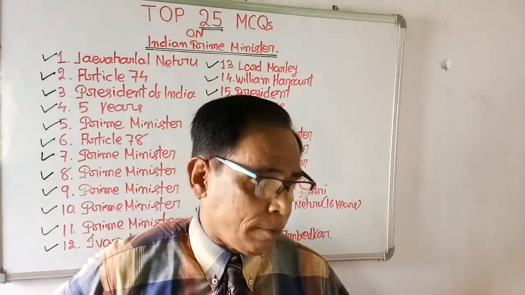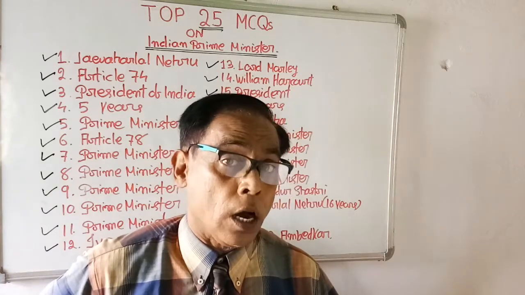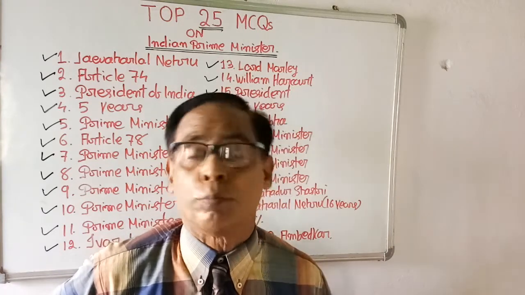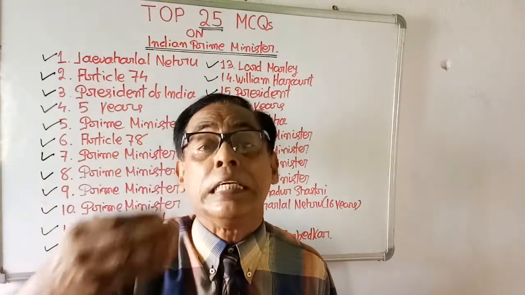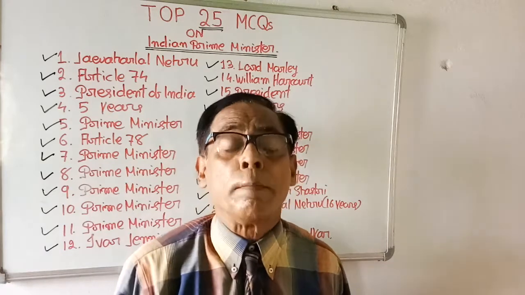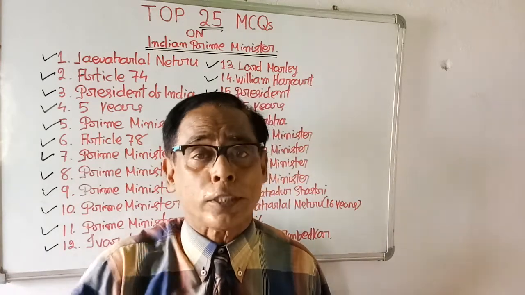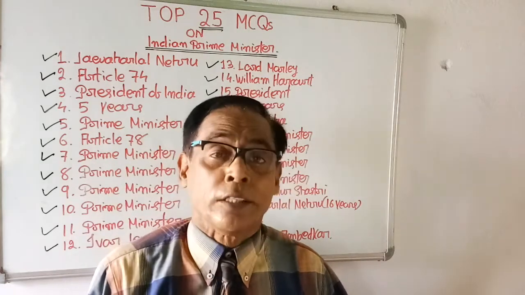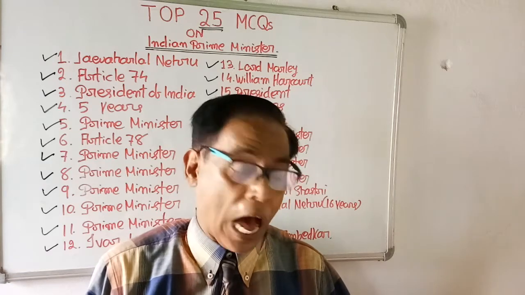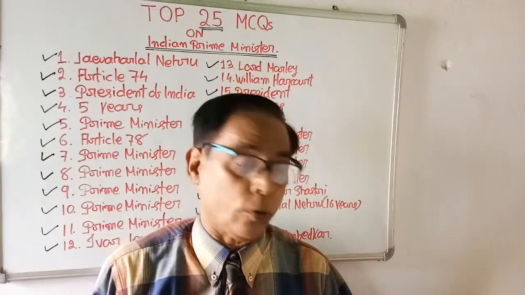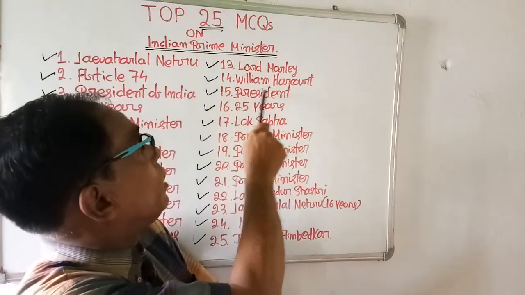Prime Minister is described as interstellar lunar minors or a moon among lesser stars by whom? Who has described the Prime Minister as the interstellar lunar minors or a moon among lesser stars? Choices are four. You will have to select one. Choices are Jawaharlal Nehru, Lord Morley, Ivor Jennings and William Harcourt. Right answer is William Harcourt.